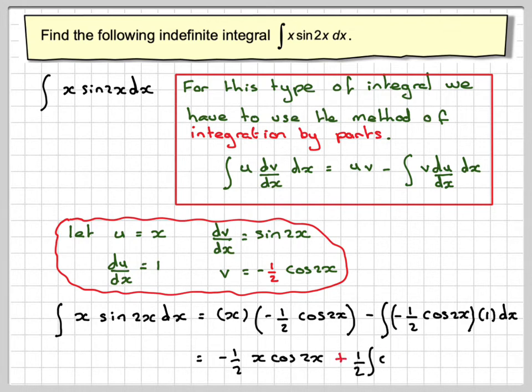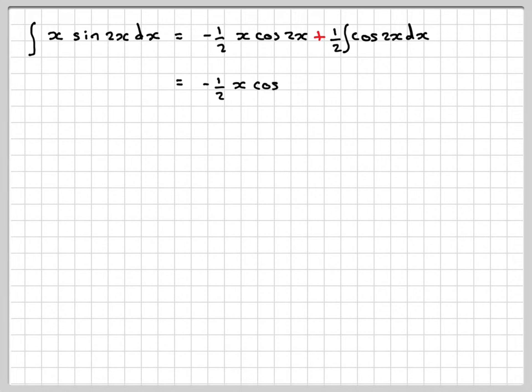Take the half out, the integral of cos 2x dx, so we have reduced the integral to something that we can now work out. Okay, so just writing that line out again. So we've got minus a half x cos 2x, now we plus a half.